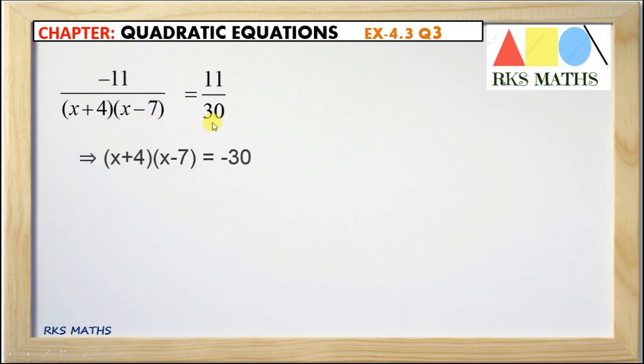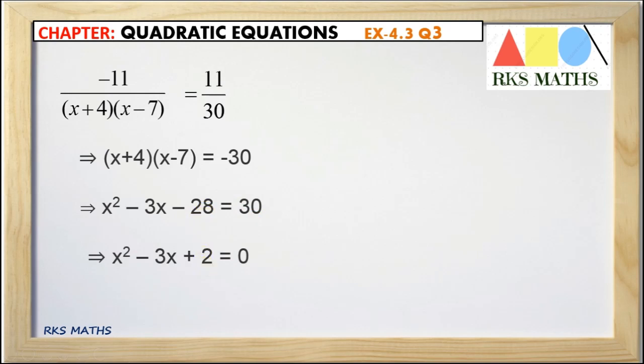So cross multiplying, 30 into minus 1 will become minus 30, and this into 1 will become x plus 4 into x minus 7. Student, multiplying both of these, you get x square minus 3x minus 28 is equal to minus 30. Here you can see there are two constant terms, 28 and 30. So taking 30 on the left hand side, the minus 28 and minus 30 goes here as a plus 30. So this will become plus 2.